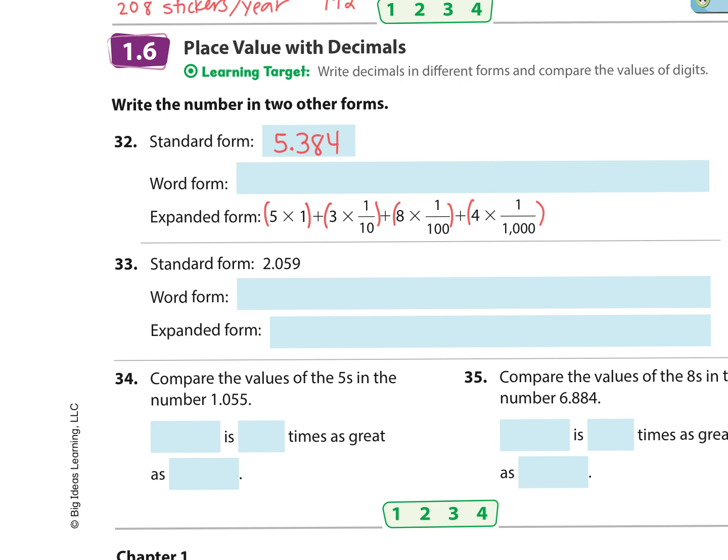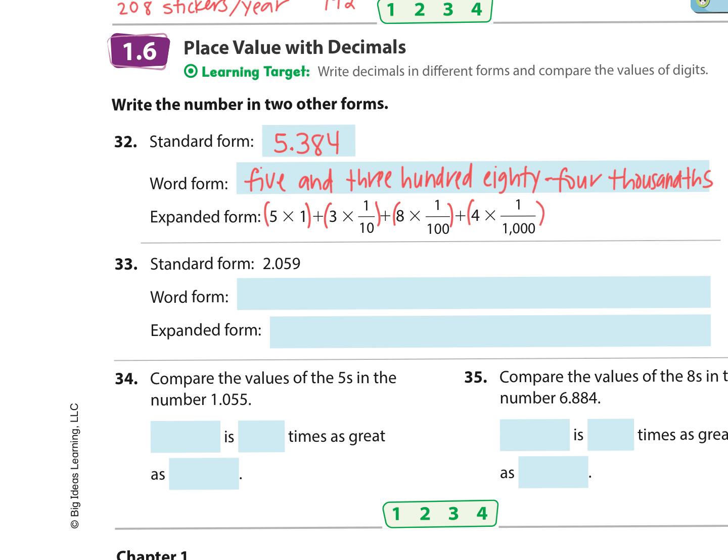Now word form, I have to be able to read that. So how do I read this number? Who can read? Okay, yes, go for it. 5 and 384 thousandths. Yes, and I'm just going to write it. So 5 and 384 thousandths. If I'm writing, you're writing. You need to have it in your book. All of this must be completed.